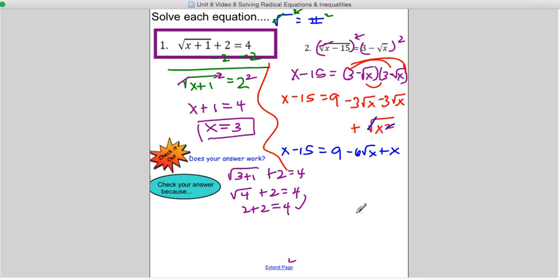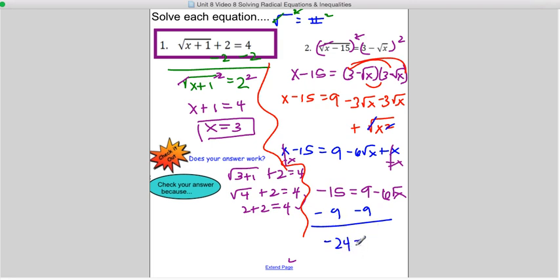Now I need to go ahead and solve from here. I would notice that if I subtract x from both sides, they will cancel. So what I have is negative 15 is equal to 9 minus 6 square root of x. From here, I would subtract 9. Negative 15 minus 9 is negative 24. Negative 24 is equal to negative 6 square root of x. Then I would go ahead and divide by negative 6.